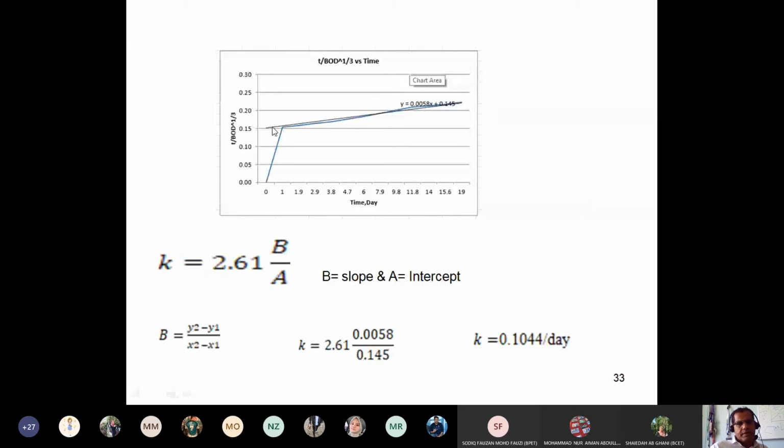But you must intercept the y-axis so that you understand how much. Here, if you make a straight line, it will not be 0.15, it will be less than 0.15. This will be 0.145. So this is the slope. For the slope, I will take 2 points. Usually, if you get the equation in Excel, y equals 0.0058x, this will be the slope. And this will be the intercept, because y equals ax plus b.